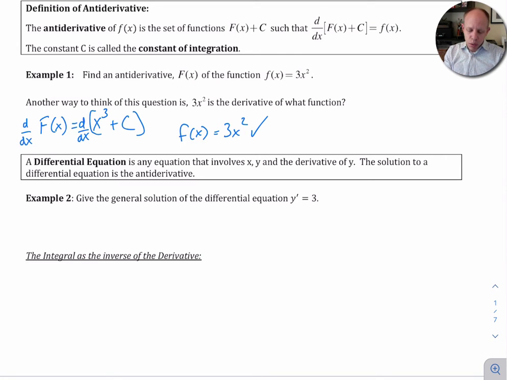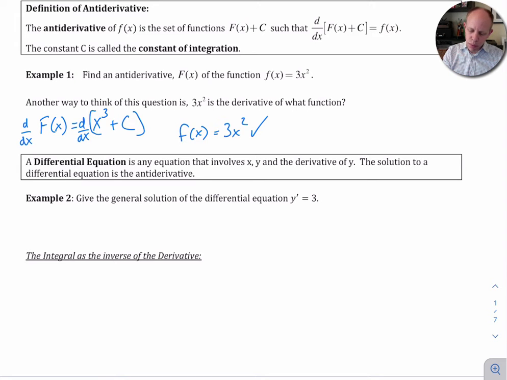Now, a differential equation is any equation that involves x, y, and most importantly, the derivative of y. Okay, so you've got to have the derivative of y for it to be a differential equation. Now, the solution to a differential equation is the antiderivative.